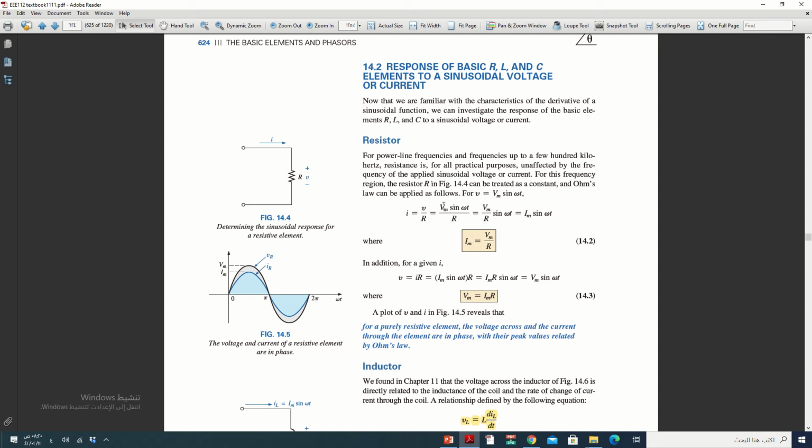Here Vm over R, we can write it together. It will be considered as a constant, which is Im, and sine omega t. This means Im equals V over R. If we have Vm, we can directly find Im.